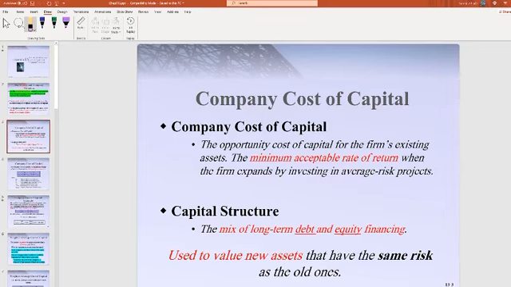And today we will learn how to calculate WACC using these two different sources, inshallah, and why we need WACC. Okay, we want to know why we need WACC. We use WACC to value new assets that have the same risk as the old ones. Okay, and we have an example, inshallah.